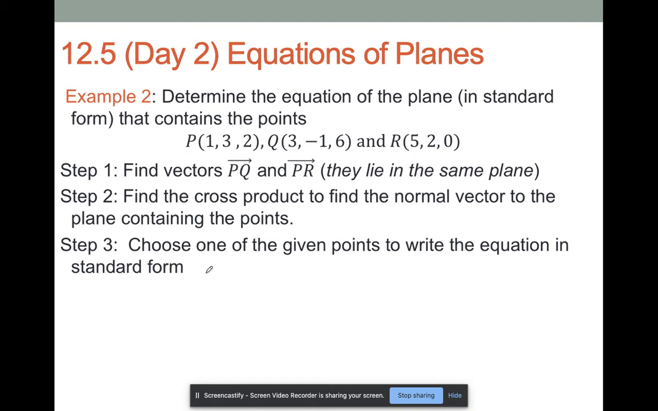So the first thing I'm going to do is write the vector PQ. Remember, PQ would be 3 minus 1, negative 1 minus 3, and 6 minus 2. Then I'm going to do PR. PR is 5 minus 1, 2 minus 3, and 0 minus 2.